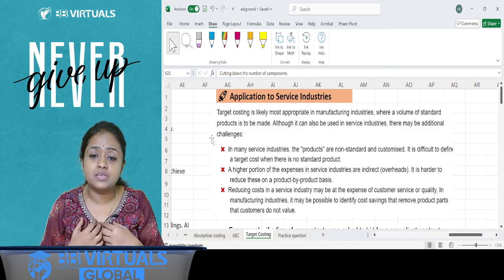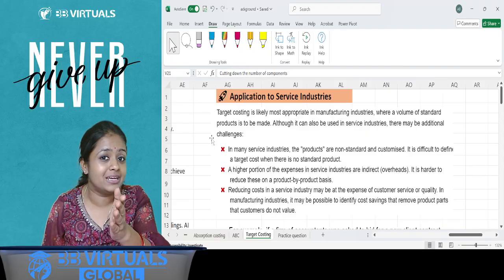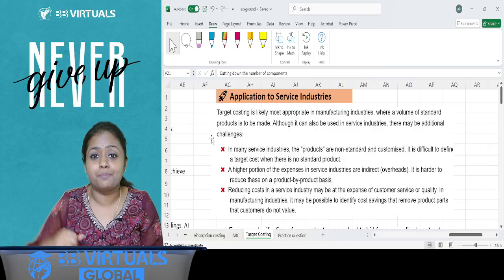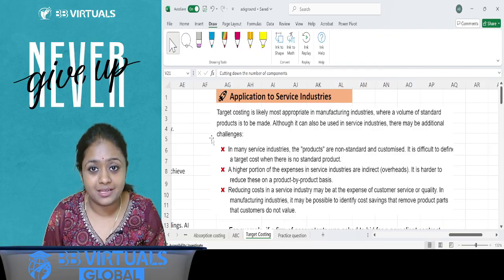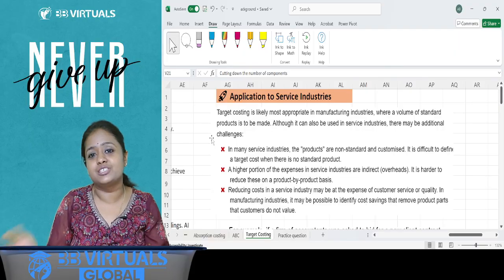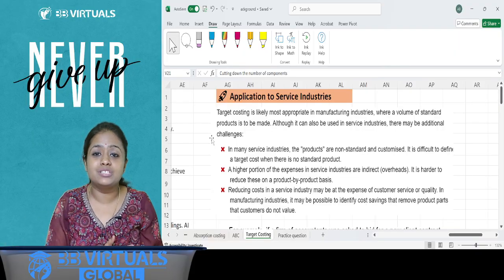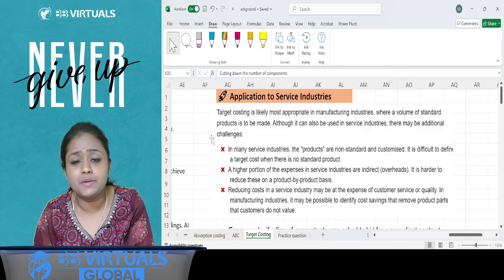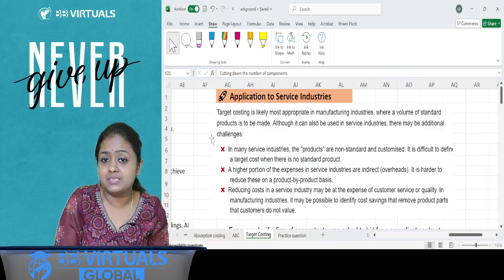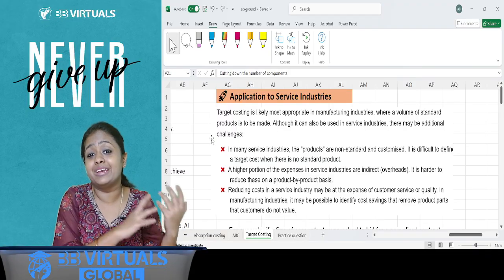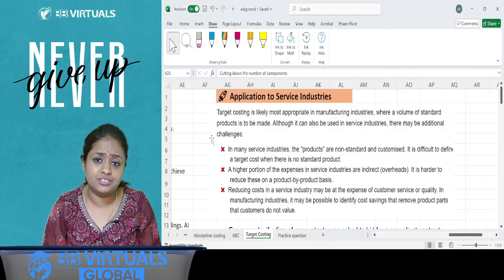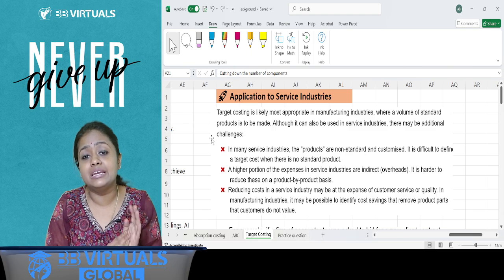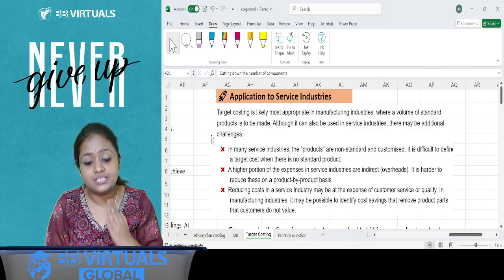For example, the service industry is heterogeneous. We know that target costing is more appropriately applicable where standard, homogeneous products can be there. Every time I deliver a lecture, it's different, right? So it is heterogeneous. Even when you're providing housekeeping services, every day the services provided are different from what was provided earlier, because of human intervention and the nature of the work. The heterogeneity leads to difficulty in the application of target costing.